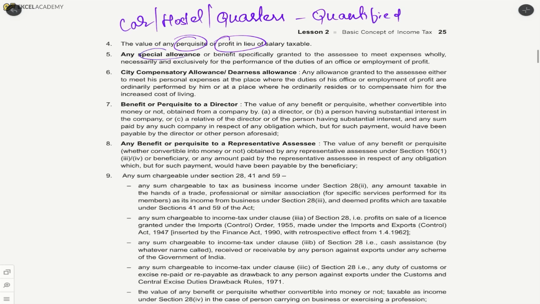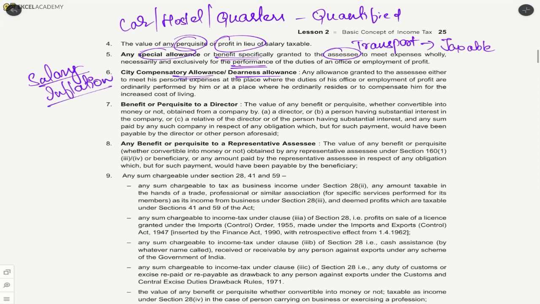Any special allowance or benefit specifically granted to the assessee to meet the expenses with regard to the performance of the duties. For example, let's say transport allowance. In this case, this transport allowance is given for the purpose of meeting the day-to-day requirements of the assessee. So even then, this will be taxable as income. City compensatory allowance, dearness allowance, something which is generally part of the salary as a compensation for, what can we say, inflation. In such cases, we tax such incomes as well.